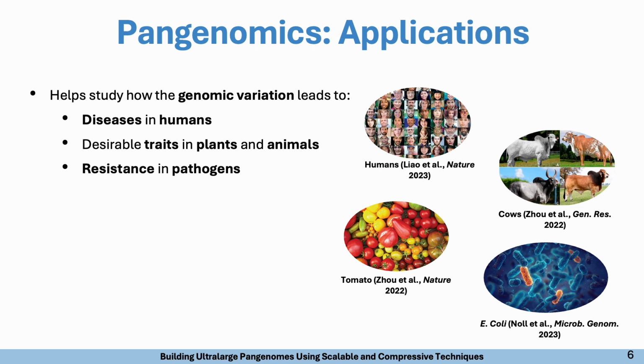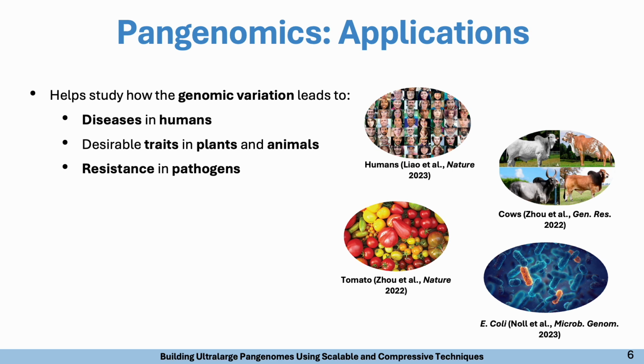Pangenomics has not only overcome the issue of reference bias, but also has enabled applications in various fields. The genetic variations have enabled researchers to study diseases in humans. For instance, the human pangenome has enabled the detection of structural changes that are found to be associated with diseases such as autism and schizophrenia. Not only that, these genetic variations have also enabled the study of desirable traits in plants and animals.